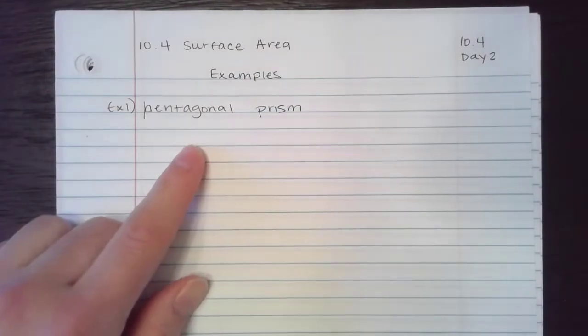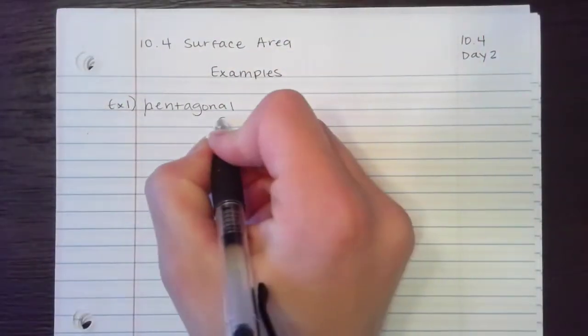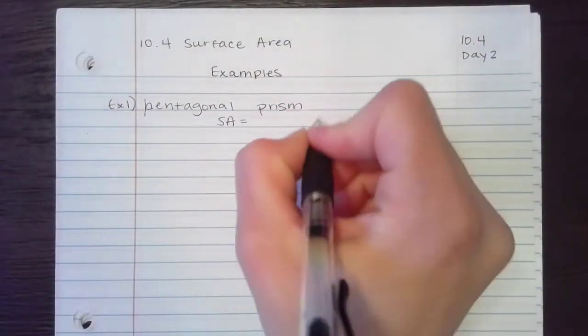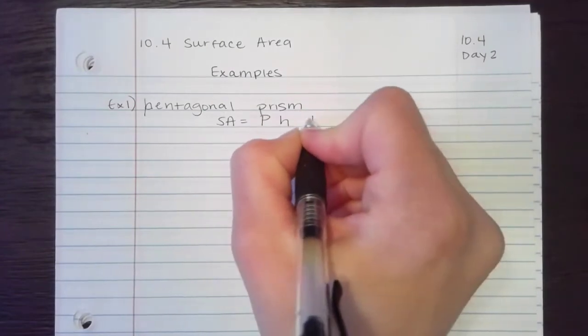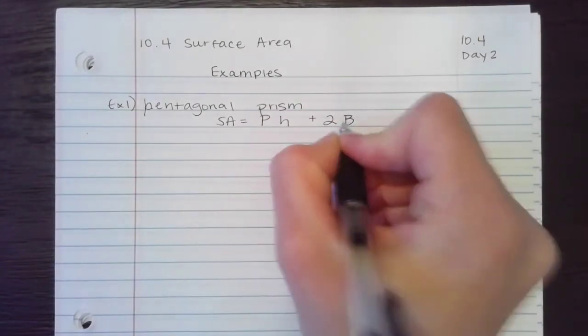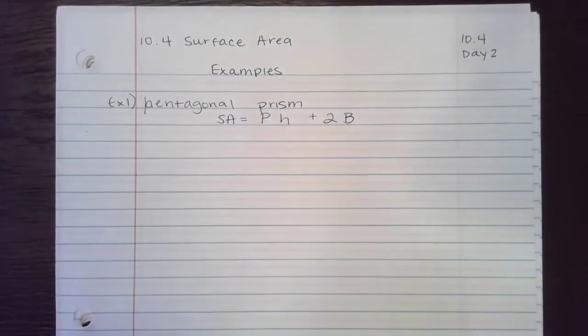So we do need our formula. You don't have to have it memorized. You do have it on yesterday's notes as well. But the surface area for any right prism is the perimeter times the height plus 2 times the area of the base. And so I'm going to draw a little pentagonal prism out here.